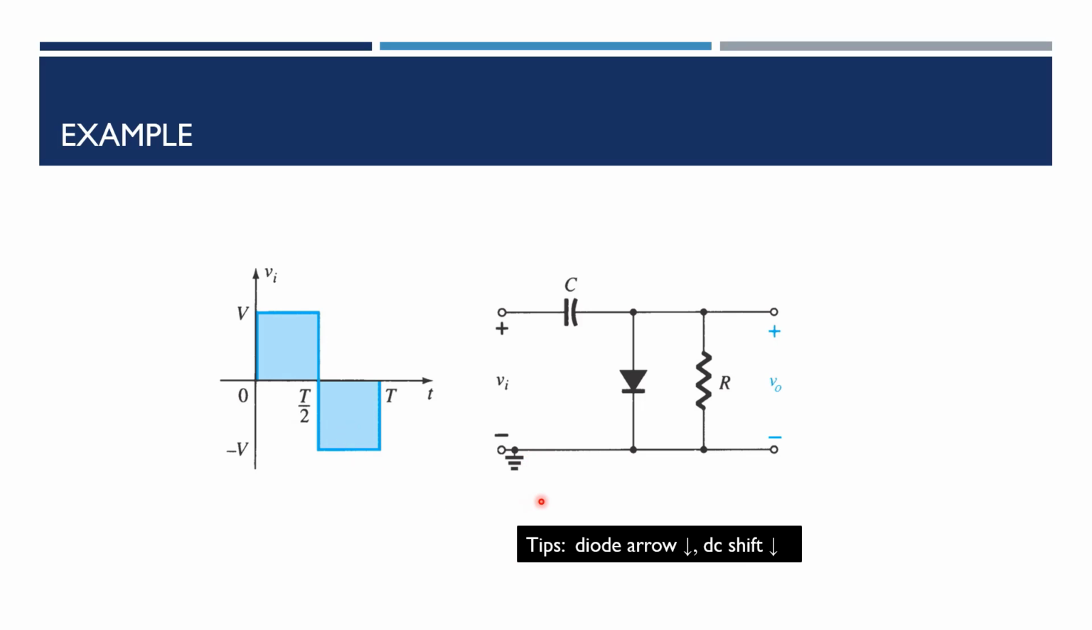Tips in order to know the direction of our waveform, either it's going upwards or downwards, is by looking at the arrow of the diode here. So the arrow of this diode, if you look here, it's going down. So meaning that our waveform will be moved downwards.